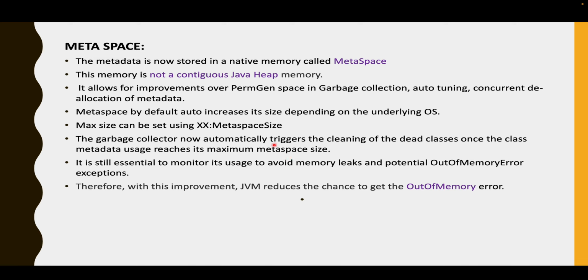Also, can we be sure that after metaspace we will not get an out of memory error? No, that is not the case. Yes, the out of memory error with the JVM has been reduced, but it is not completely prevented. So we need to monitor for any memory leaks to avoid out of memory exceptions. We have to be careful with this exception. It is not completely prevented, but the chances of getting it are reduced. The introduction of metaspace is an important feature in Java 8's JVM memory management. So it's a very important interview question and we have to be prepared for it.